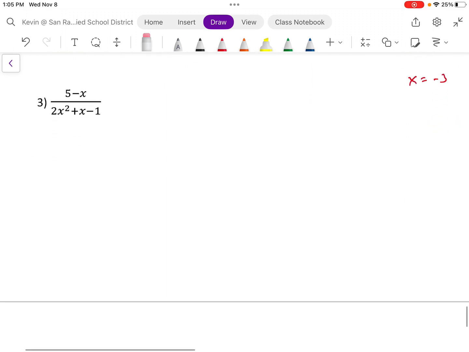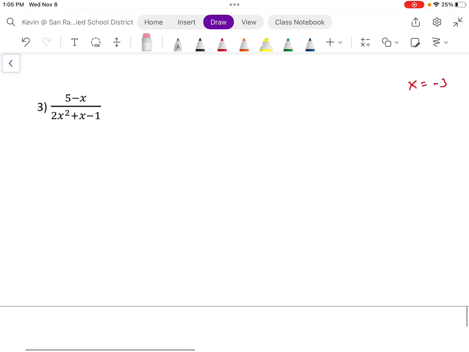Cleaning up my space here a little bit. Okay, again, same principles here. I don't think anything crazy happens with this problem. It's pretty straightforward. Except the factoring is harder. Some of you, if there's a coefficient in front of that x squared, it really messes you up.